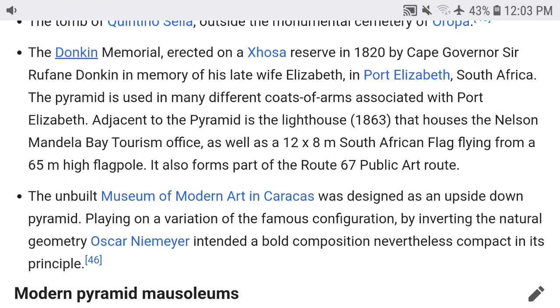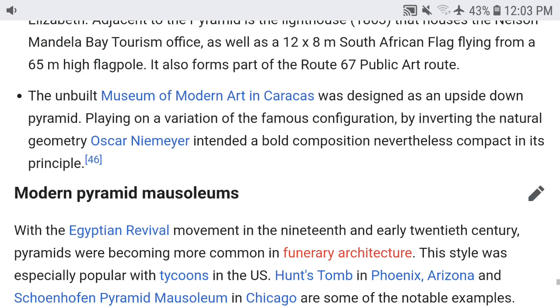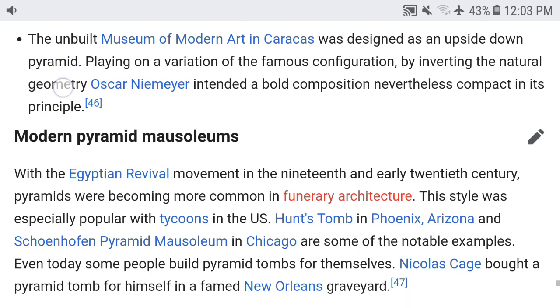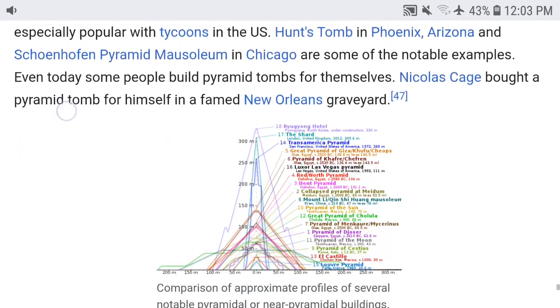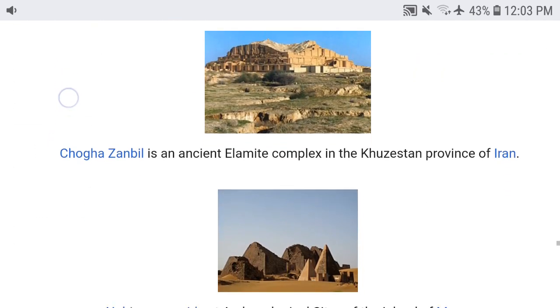Okay, the Duncan Memorial, where is it? Port Elizabeth, South Africa. Okay, the unbuilt Museum of Modern Art in Caracas. Upside down pyramid. Yeah, that's the one that we saw, that I was confused about what I was looking at. But yeah, that's an upside down pyramid. That's actually interesting. In Caracas, I don't know where that is as well. Modern pyramid mausoleums. Okay, there's this one, and then gallery. I guess this is all the places again.